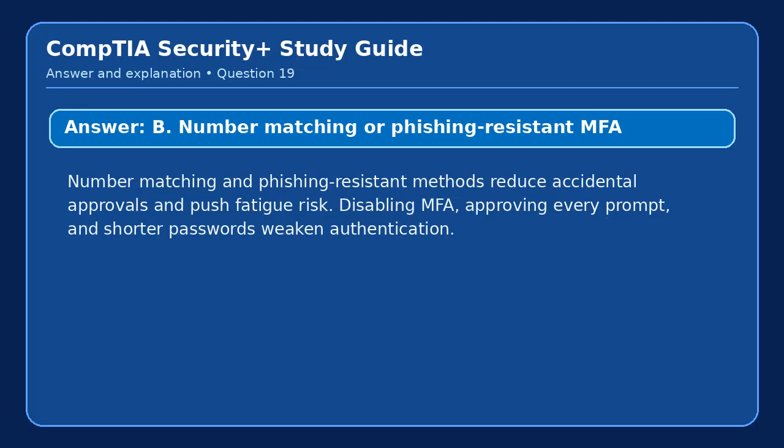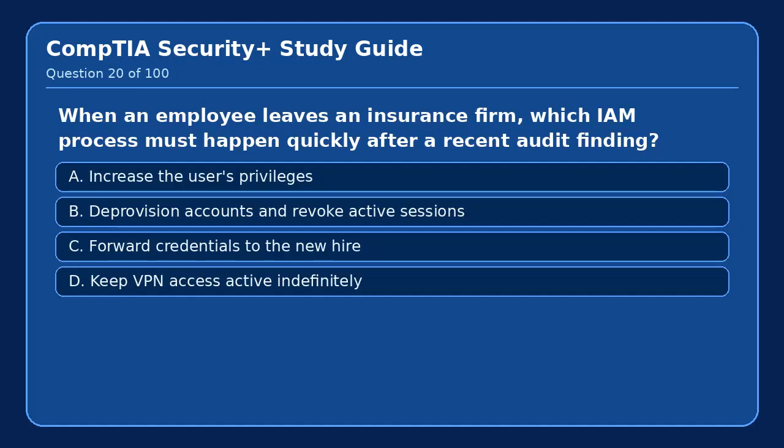The answer is B. Deprovision accounts and revoke active sessions. Timely deprovisioning prevents former users from accessing systems after separation. More privileges, credential sharing, and indefinite access create avoidable risk.